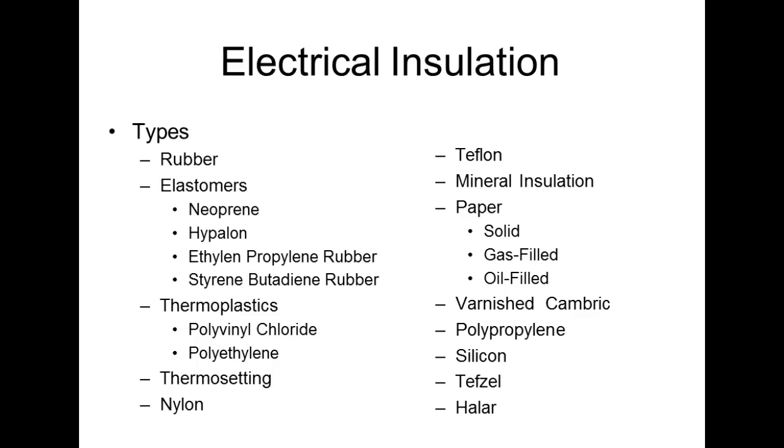Varnish, cambric, polypropylene, silicon, Tefzel, I think, and Halar. These are different types of insulation we could have. Are we okay?